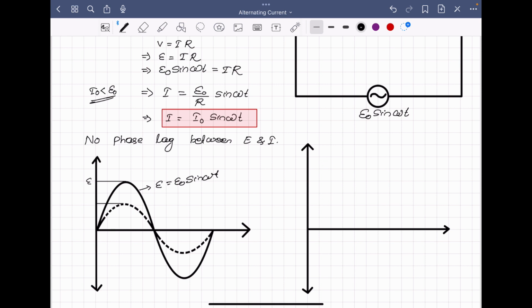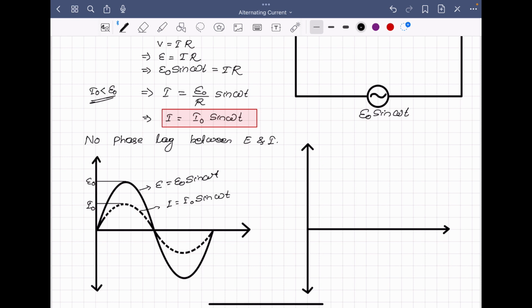This is actually our E naught, the peak value of EMF. In this graph, the dotted line represents the I equal to I naught sin omega t graph, and the solid line represents the E equal to E naught sin omega t graph. So here just see I naught is our peak value. So remember one thing, I naught is always less than E naught.